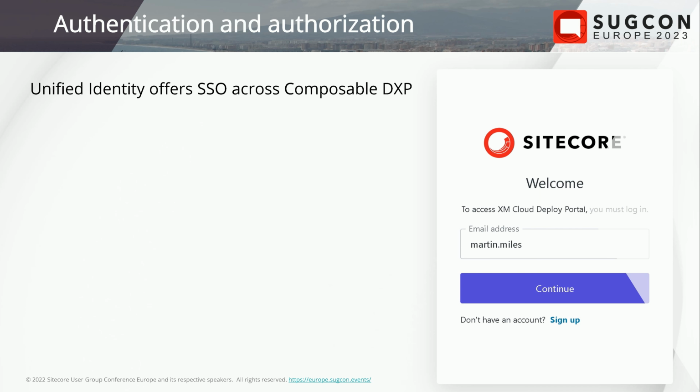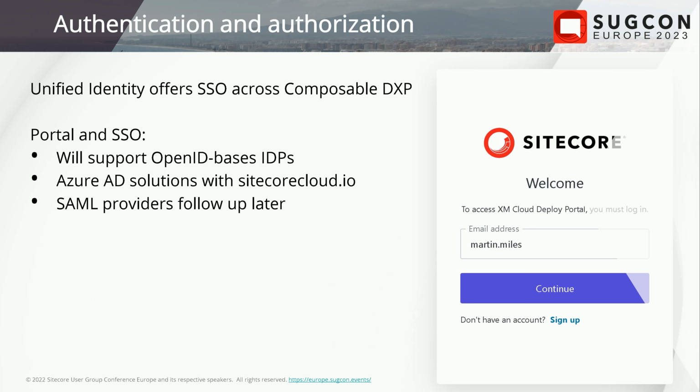With the XP platform, we used to have identity server. However, that one is no longer useful in a genuine composable world. Sitecore had to rethink authentication approach and implemented a new unified identity system so that it offers single sign-on across eligible applications of the composable DXP family. Many people ask about integration with their own providers. So the good news is that it will support OpenID-based identity providers, and therefore Azure AD. SAML providers will be added later.